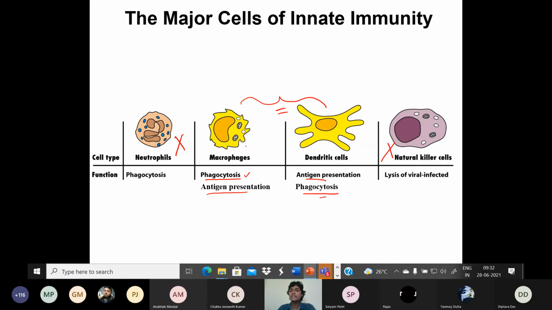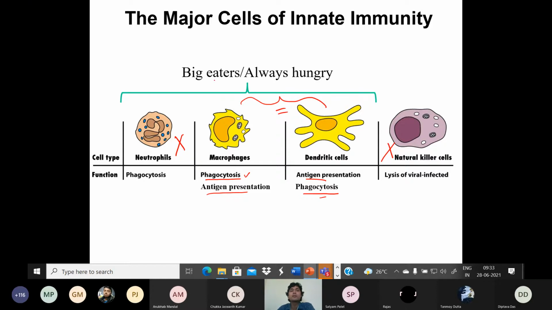Okay, why did I put phagocytosis here in top and here in down? Because the major function of macrophage is phagocytosis and also it presents antigen. But in this case, antigen presentation is the major function. Both are important. Without phagocytosis, it cannot present antigen, right? So both are related functions actually.